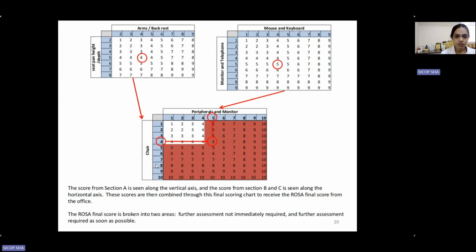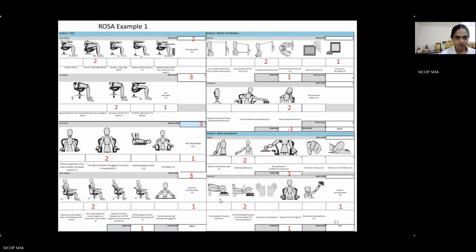Now, the score from section A is seen along the vertical axis, and the score from B and C is seen along the horizontal axis, which will give us the final score of the ROSA. Then the final score is broken into two areas: further assessment not immediately required, and further assessment required as soon as possible. So if the score is greater than 5, assessment is required as soon as possible.